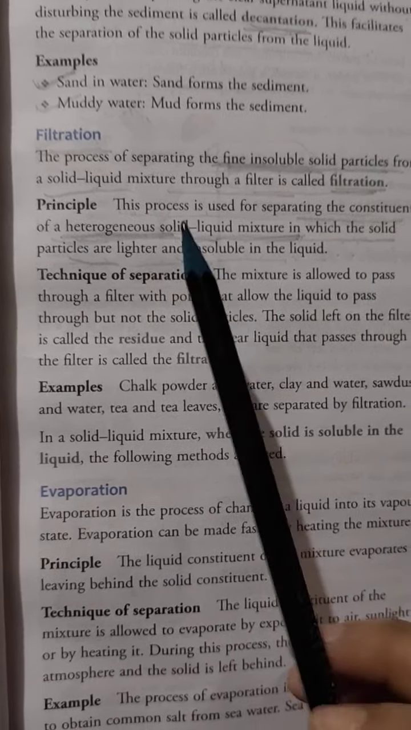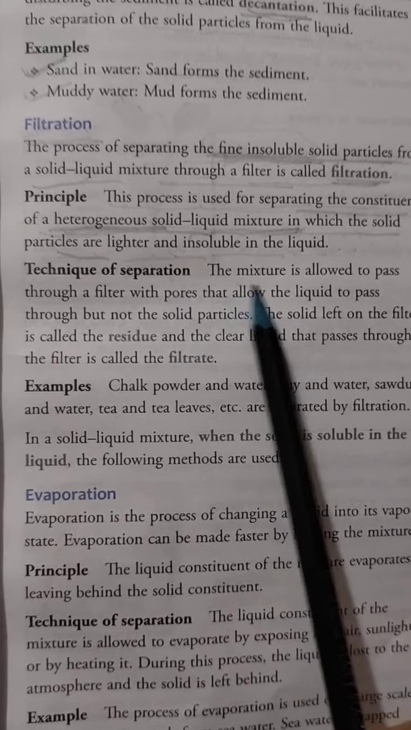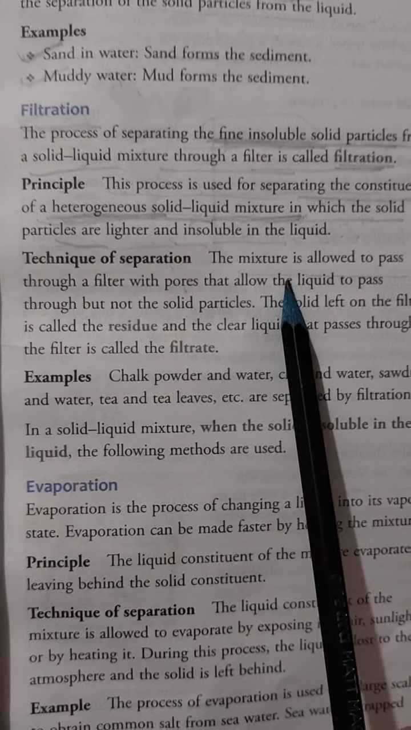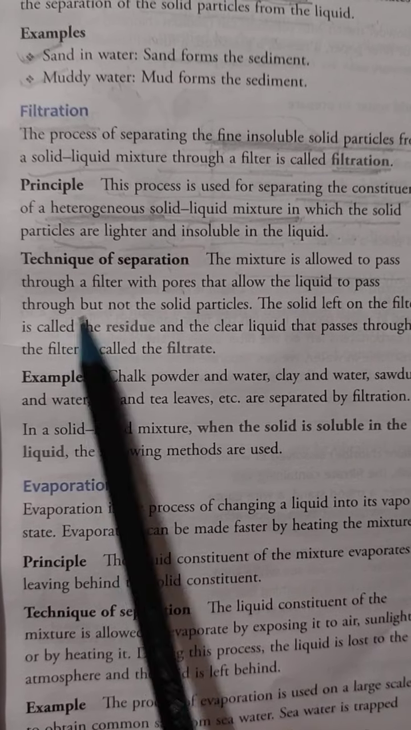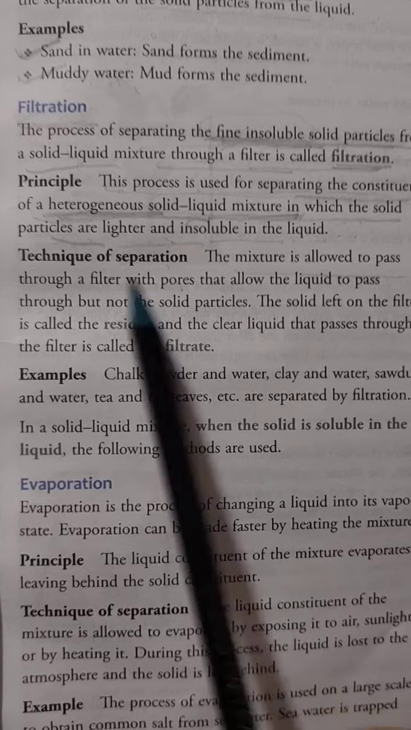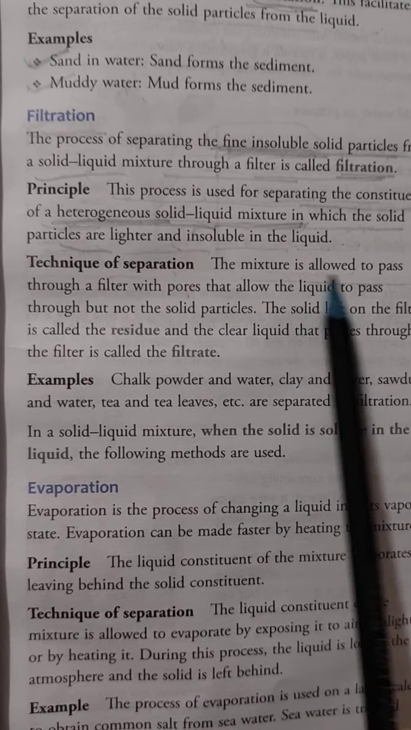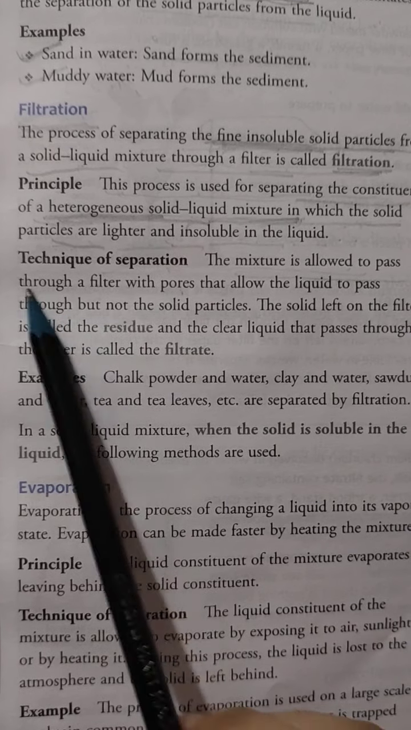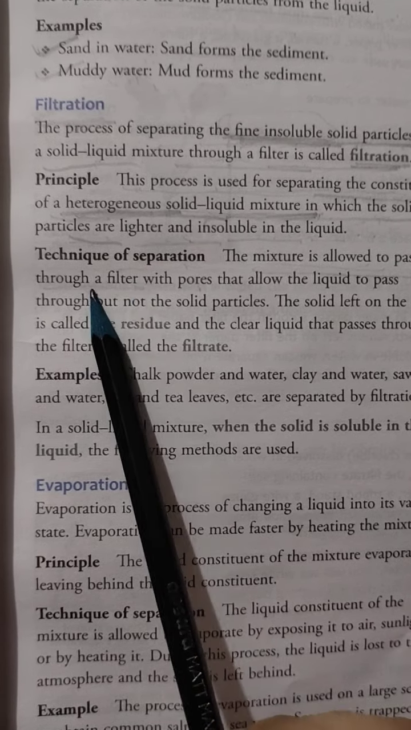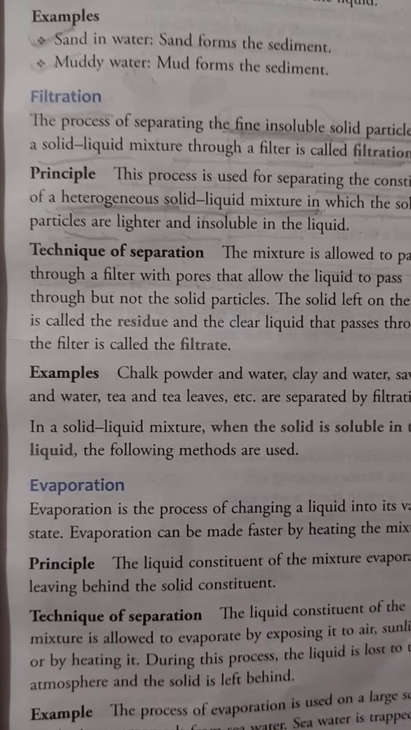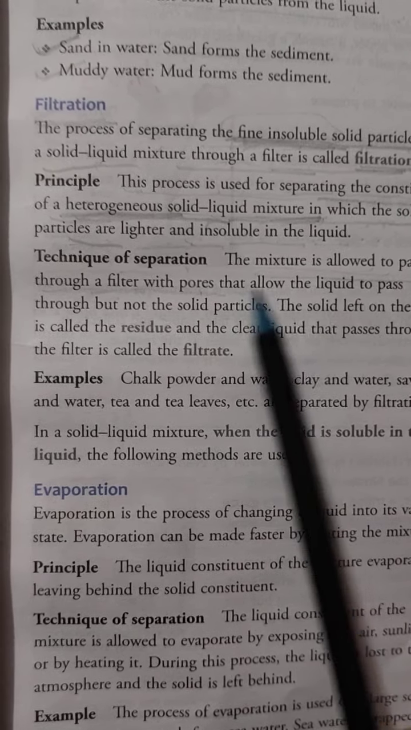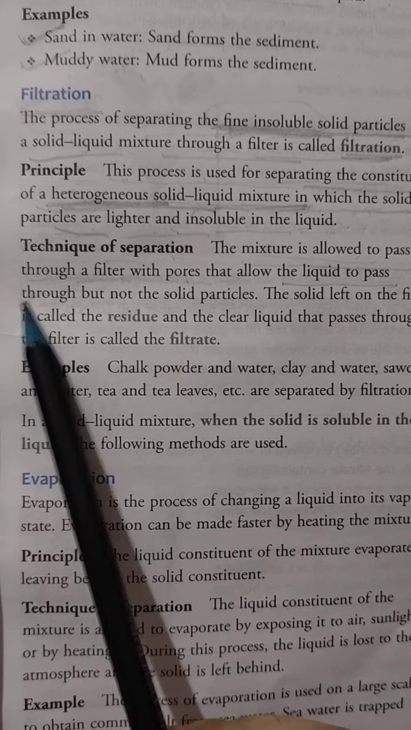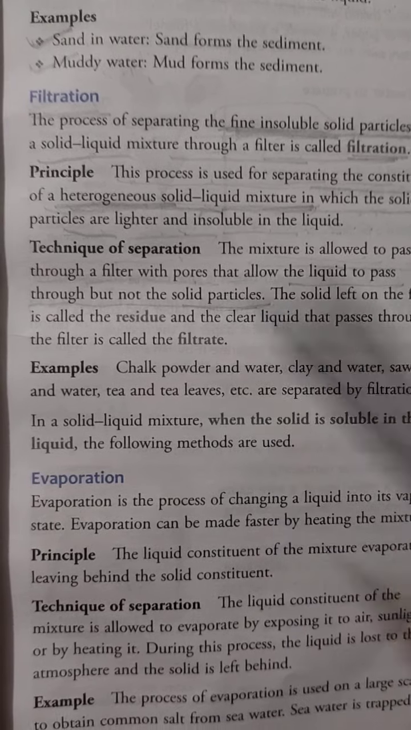Okay. Now the technique of separation. The mixture is allowed to pass through a filter with pores that allow the liquid to pass through but not solid particles. इसमें टेक्निक क्या है, जो भी मिक्सचर है सॉलिड और लिक्विड का उसको हम एक फ़िल्टर पेपर या एक फ़िल्टर के थ्रू पास करवाते हैं और वो फ़िल्टर में बहुत सारे छोटे छोटे पोर्स होते हैं एंड दैट पोर अलाउ द लिक्विड टू पास थ्रू इट. लिक्विड को पास करने के लिए वो छोड़ देता है लेकिन सॉलिड पार्टिकल्स ऊपर रह जाते हैं.